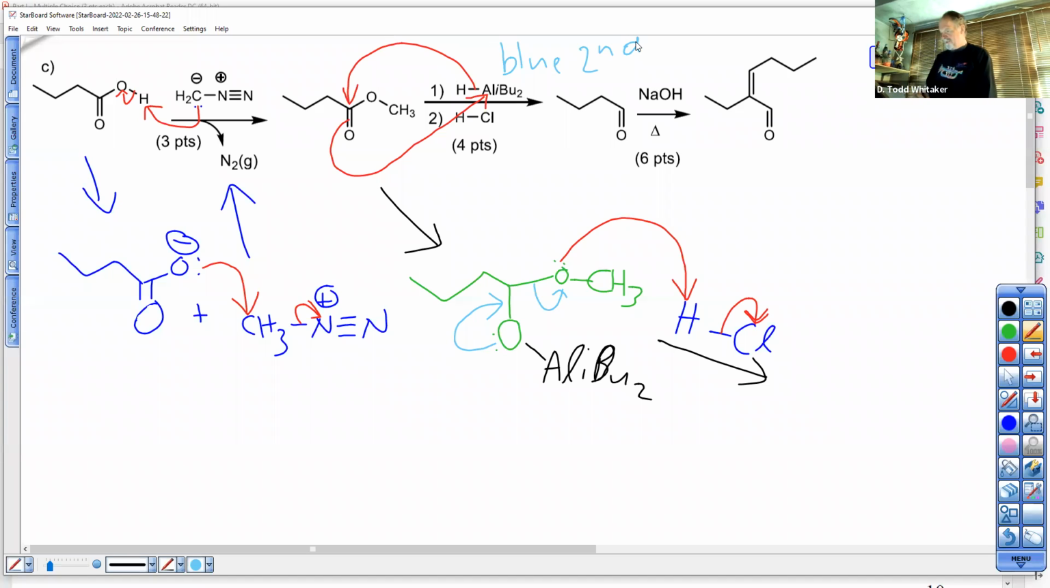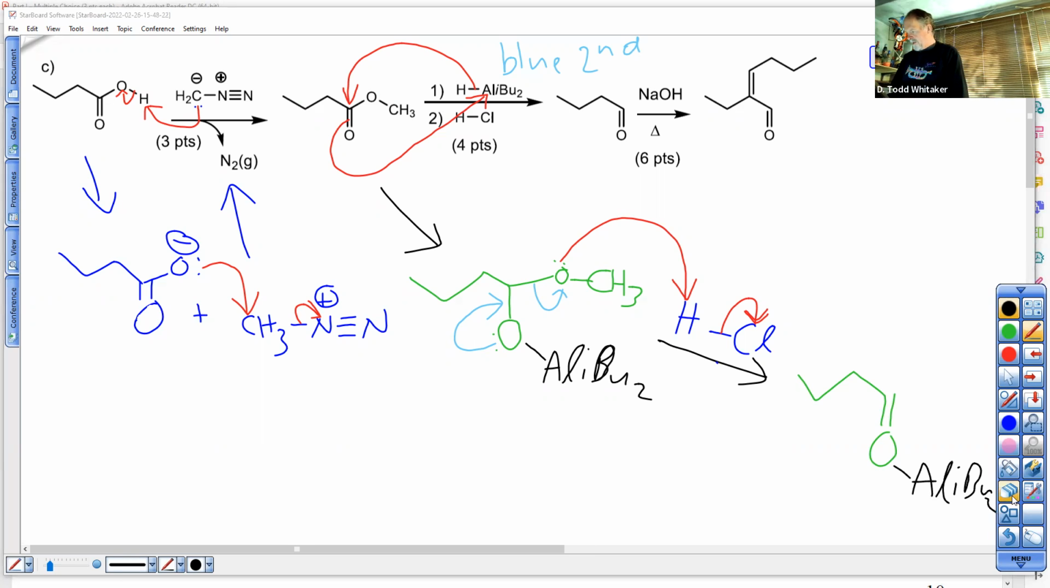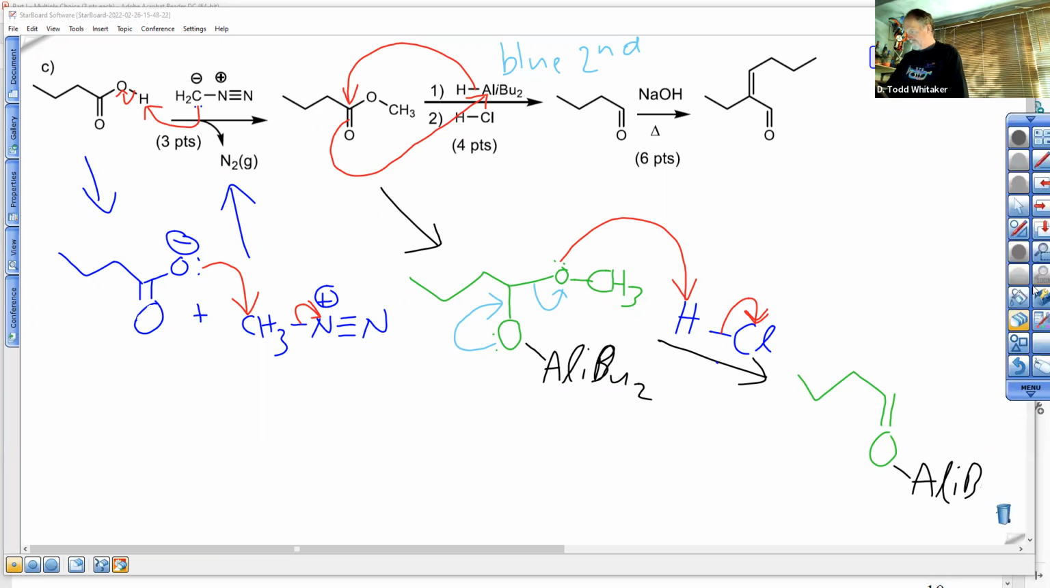Then you've got an intermediate. And let's draw the intermediate. What do we got? We got an oxonium with an aluminum on it. That's a terrible isobutyl too. Much better. And what else do we have? We have a Cl minus plus charge.